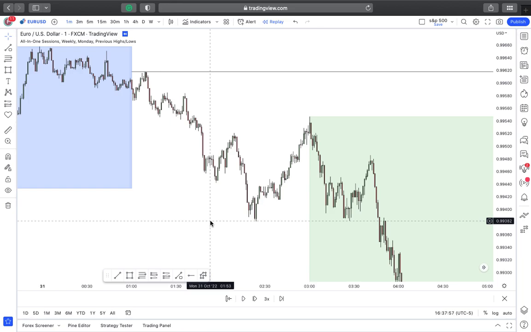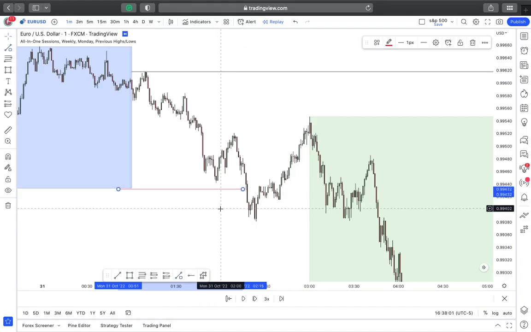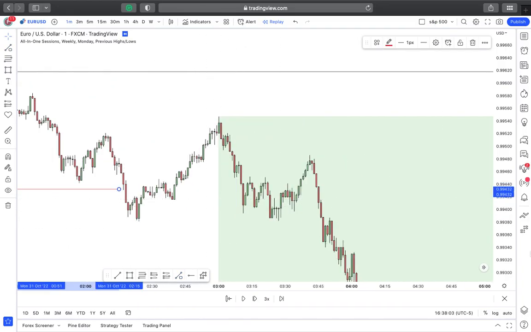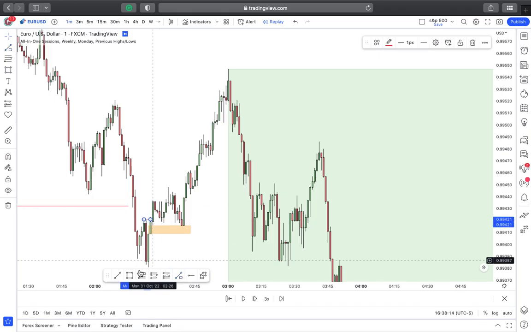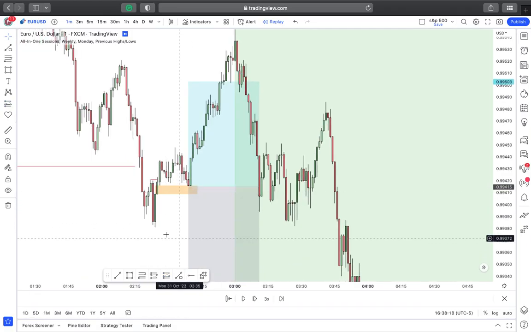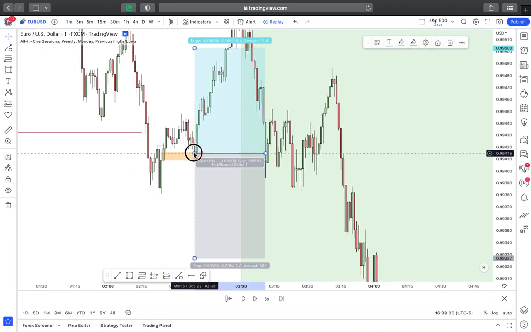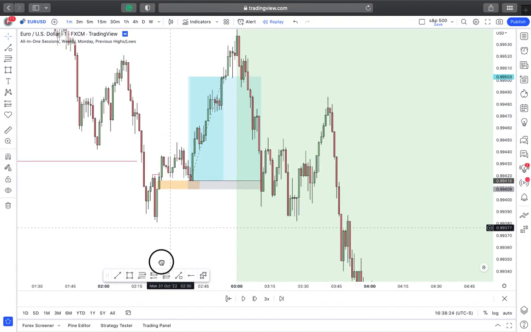October, on EURUSD. This was a pretty bad day. So this was your Asian low swept, and just after the Asian low swept, you have this fair value gap. You have the market structure shift. You have this entry on the fair value gap, and this as your stop loss.